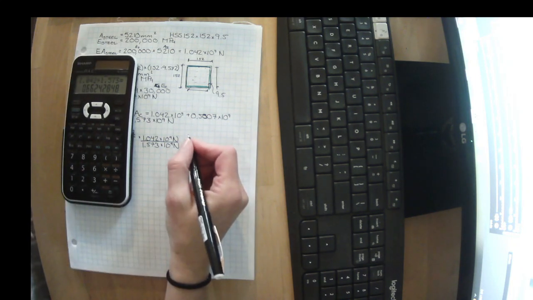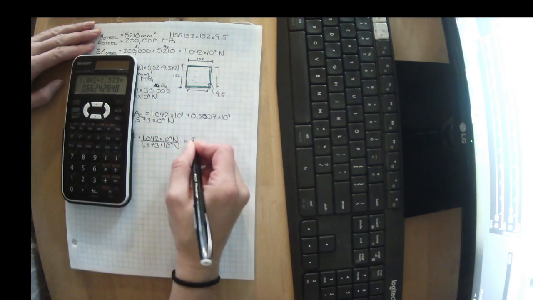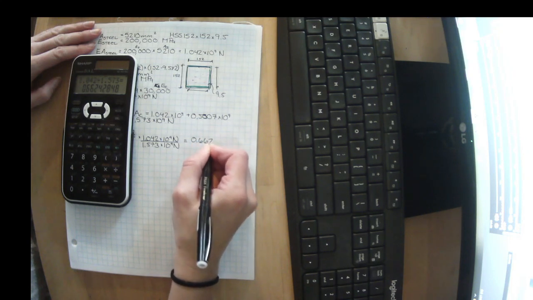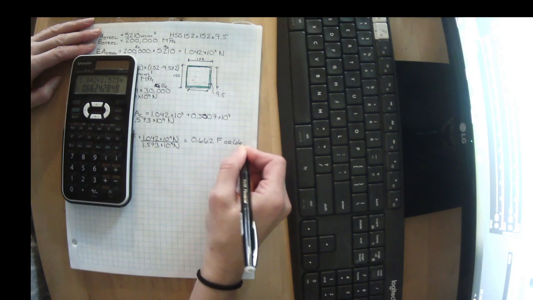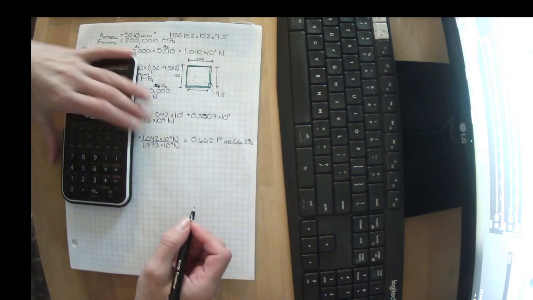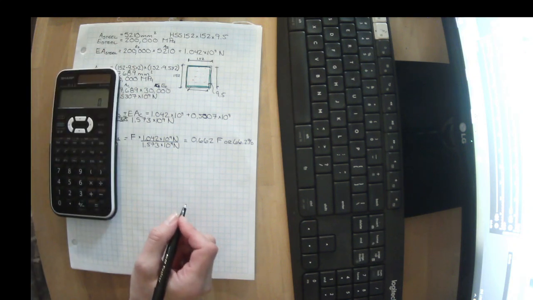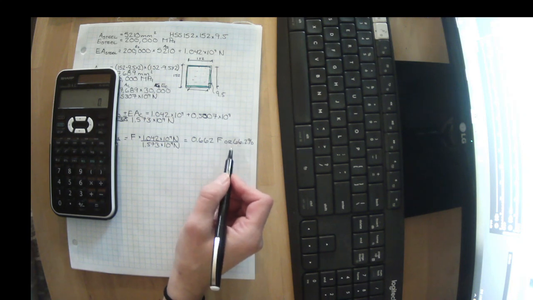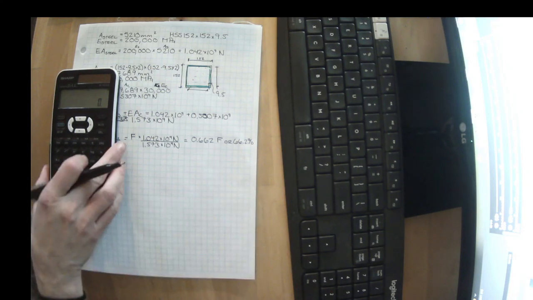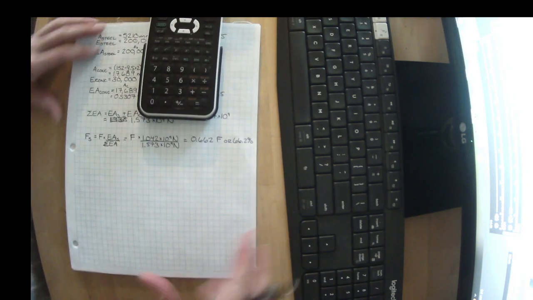We get 0.662 F, or 66.2% of the load goes to the steel. Now, for those of you who really have a feel for this, if 66.2% goes to the steel, well, somewhere around 34% must go to the concrete because it has to sum up to 100%.